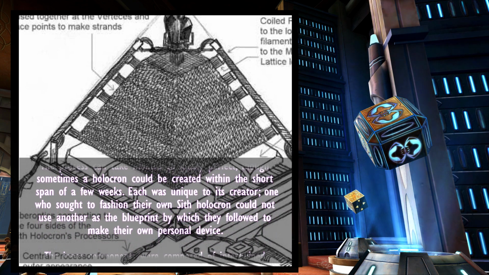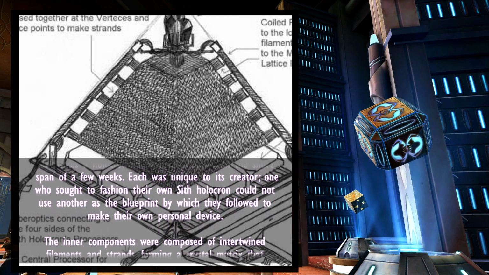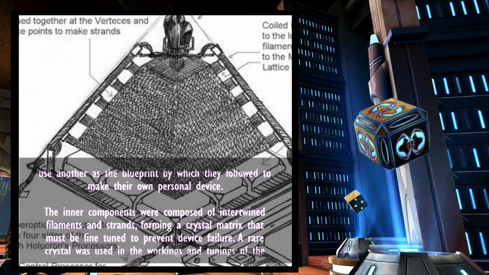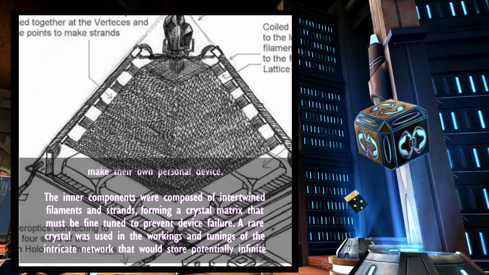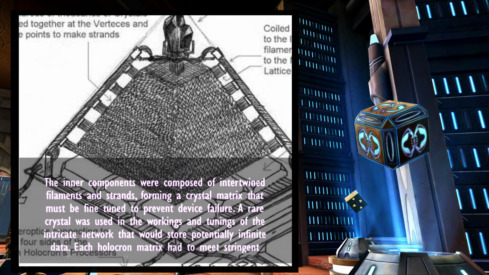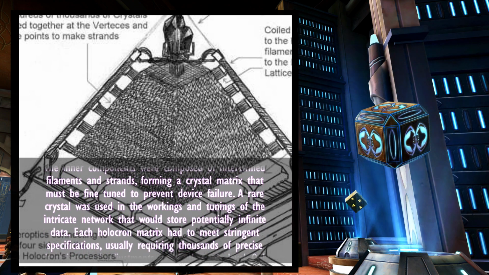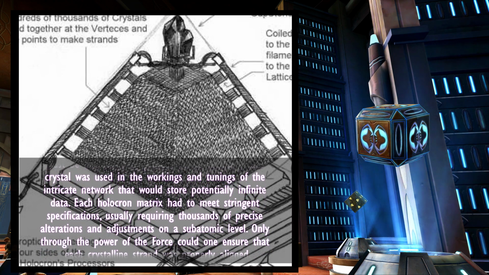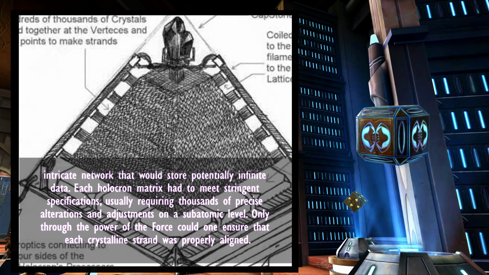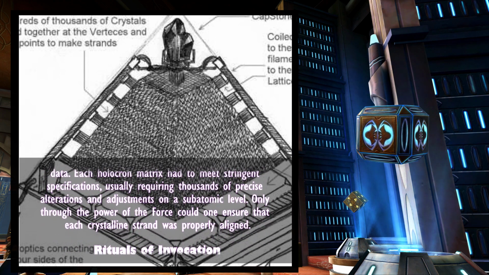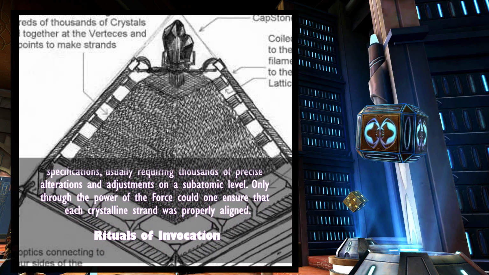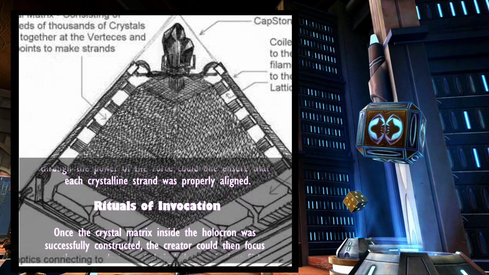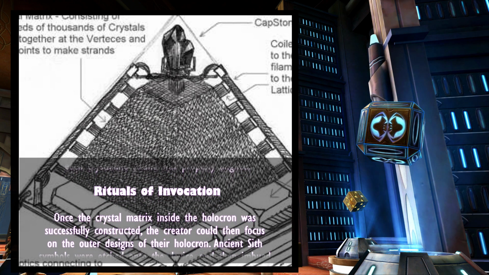One who sought to fashion their own Sith Holocron could not use another as the blueprint by which they followed to make their own personal device. The inner components were composed of intertwined filaments and strands, forming a crystal matrix that must be fine-tuned to prevent device failure. A rare crystal was used in the workings and tunings of the intricate network that would store potentially infinite data. Each holocron matrix had to meet stringent specifications, usually requiring thousands of precise alterations and adjustments on a subatomic level. Only through the power of the Force could one ensure that each crystalline strand was properly aligned.